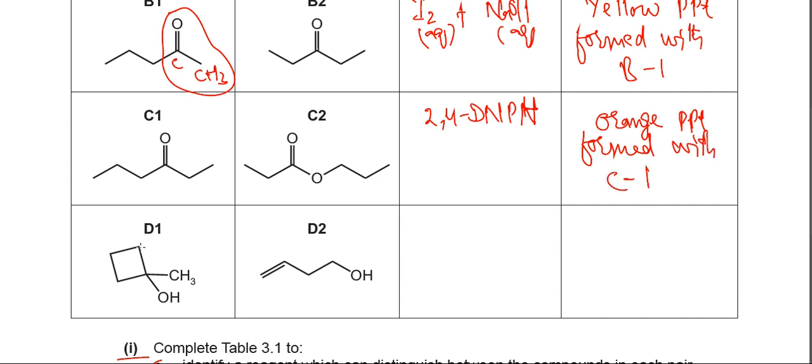Next, D1 is tertiary alcohol, whereas D2 is primary alcohol as well as containing a double bond, an alkene. To distinguish an alkene, an unsaturated hydrocarbon, with a simple technique, we can use aqueous bromine. Add aqueous bromine. Then we can say the brown or orange color decolorizes.